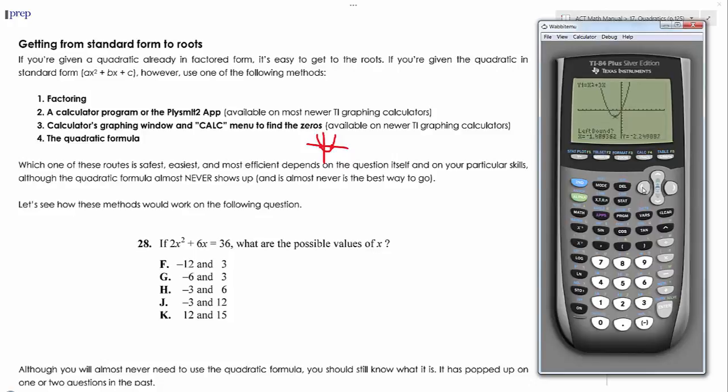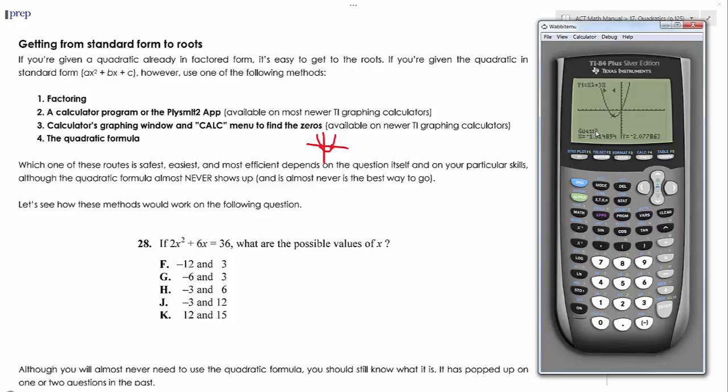So I'm going to hit my left arrow until I get to the left of this zero. I'm going to hit enter, and then I'm going to capture this zero here by going to the right, and I'm going to hit enter. And you can see these 2 arrows now. I have told the calculator I want you to look between those 2 arrows for a zero. So the calculator knows I'm not looking for this one over here, but I'm looking for this one here.